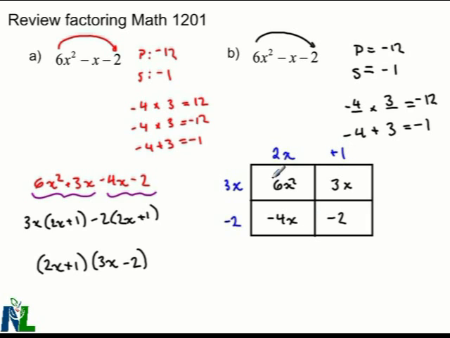So looking across the top, I again see that I get 2x plus 1 for one bracket for this factor, as I did earlier. And looking vertically, I see that I get 3x minus 2 as the other factor, which I got in the previous example using decomposition.